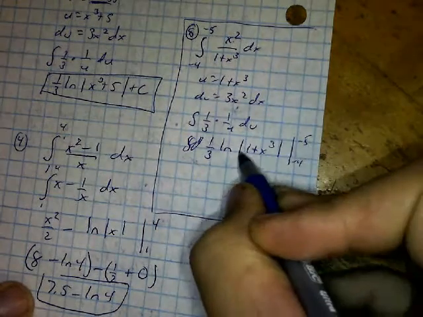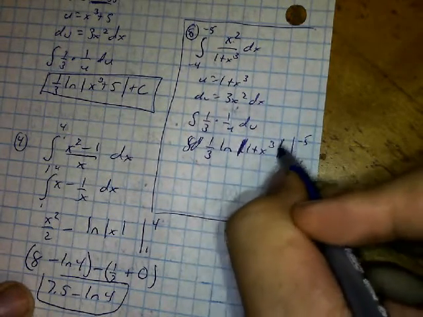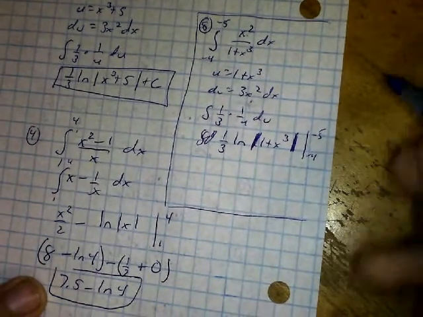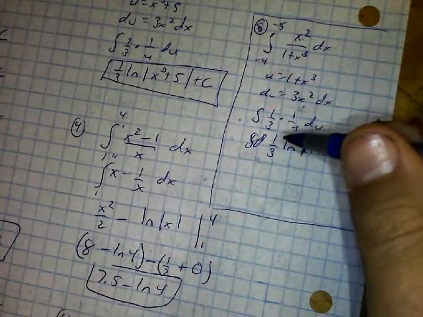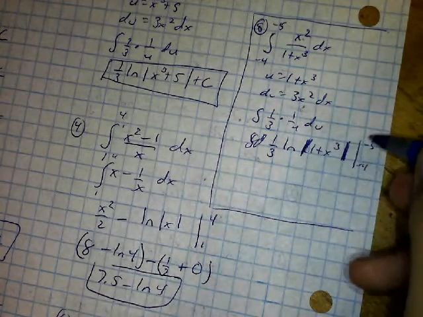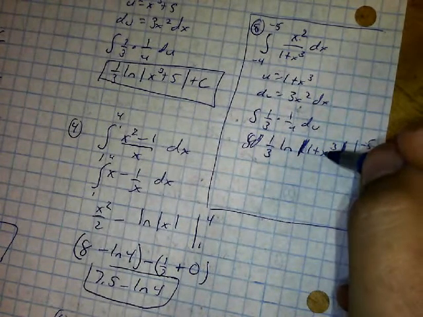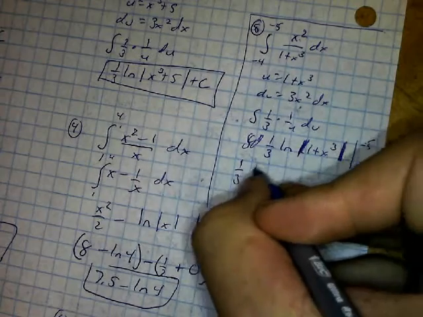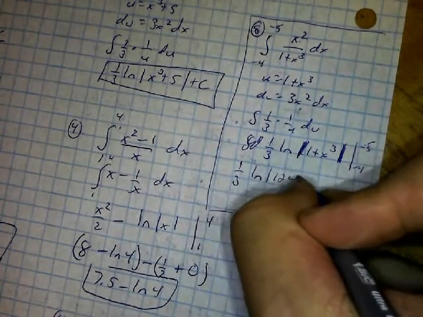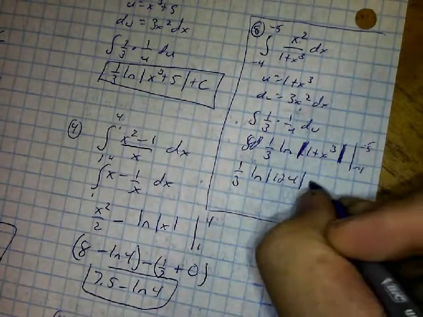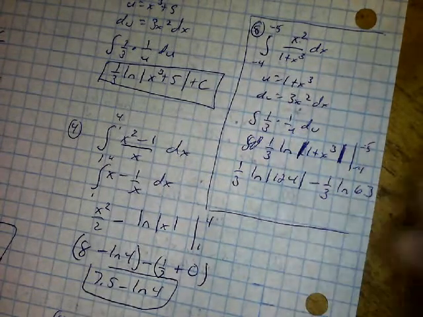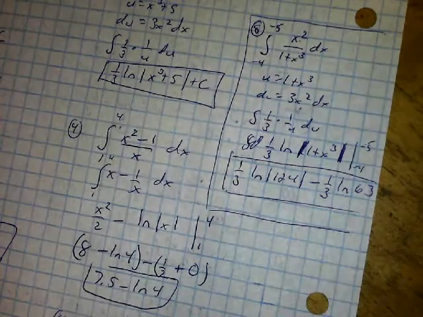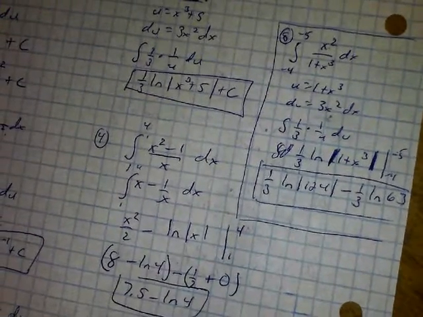And the key here is these absolute value bars. That's why I wanted to bring this problem up. When you put a negative, you're going to come up with a positive. That has to happen. So when you plug in negative 5, you get 1/3 natural log of 124 minus 1/3 natural log of 63. There's your answer.